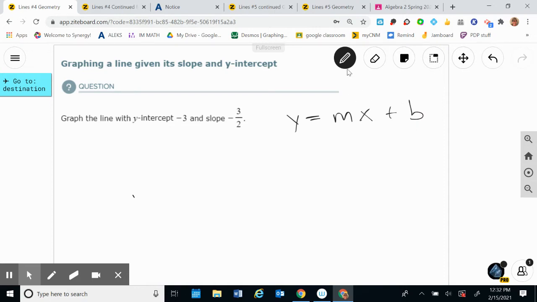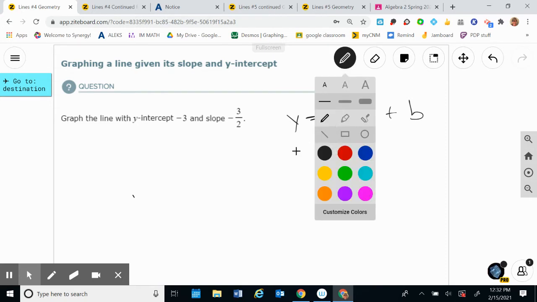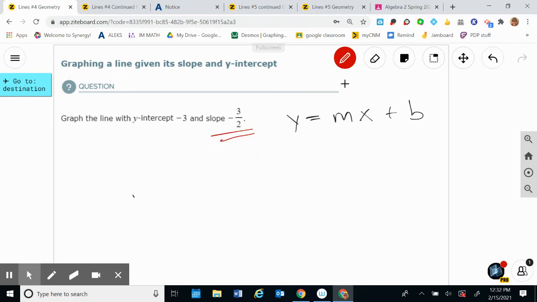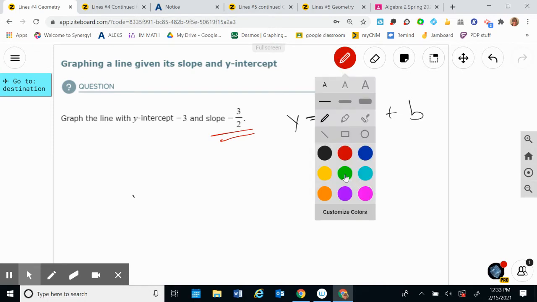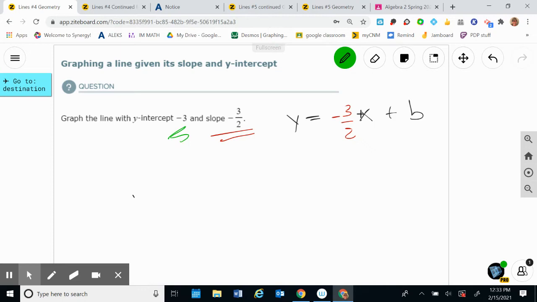All right. So they gave you the slope. The slope is -3/2. Okay, so here's the slope. We're going to erase the m and we're going to put -3/2. And then they gave you the y-intercept is -3. So we're going to erase the b and we're going to put -3. Now a plus -3 can be rewritten as minus. So it could be -3/2 x minus 3. And that's the answer. Next.